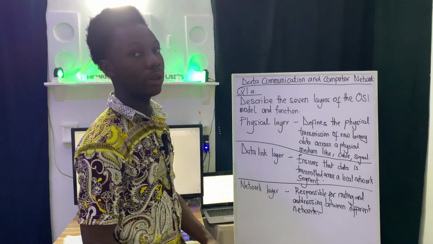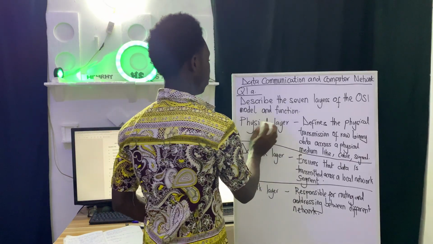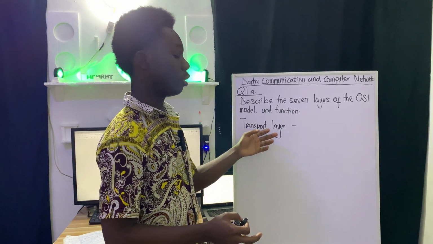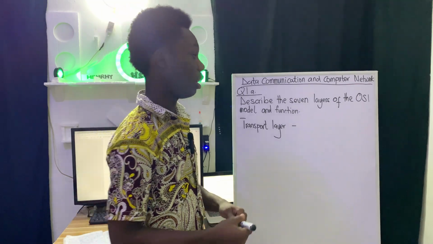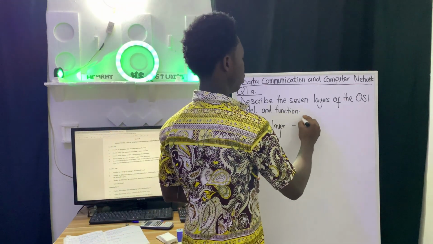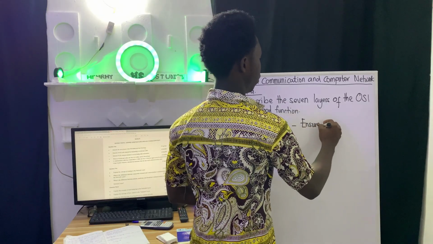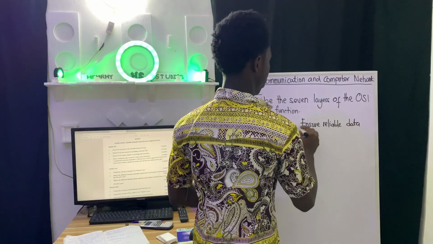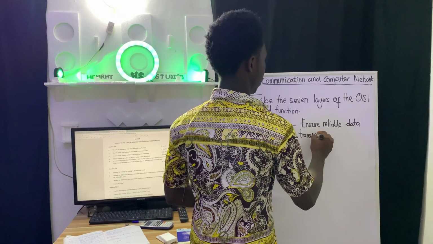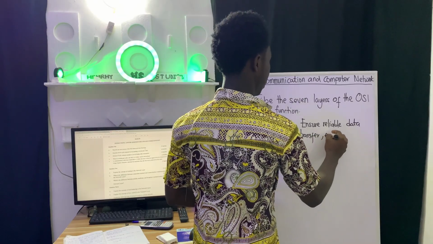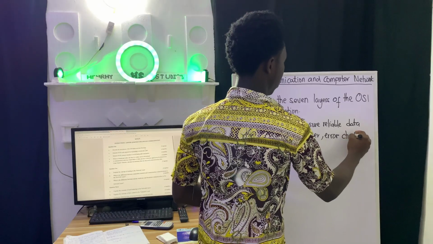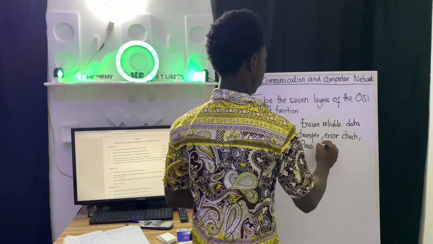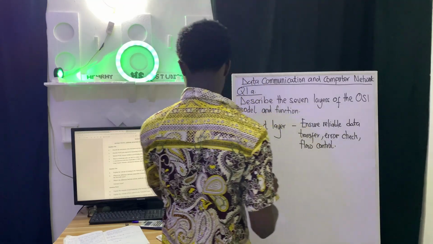So we've stated 3. We are left with 4. Number 4 will be the transport layer. What will be the function of the transport layer? The function of the transport layer is to ensure reliable data transfer. Then also error checks, it checks errors. And lastly, we have flow control. So this is the function.